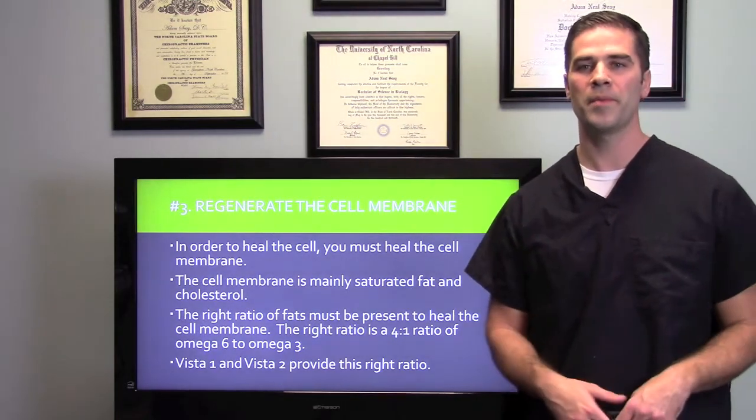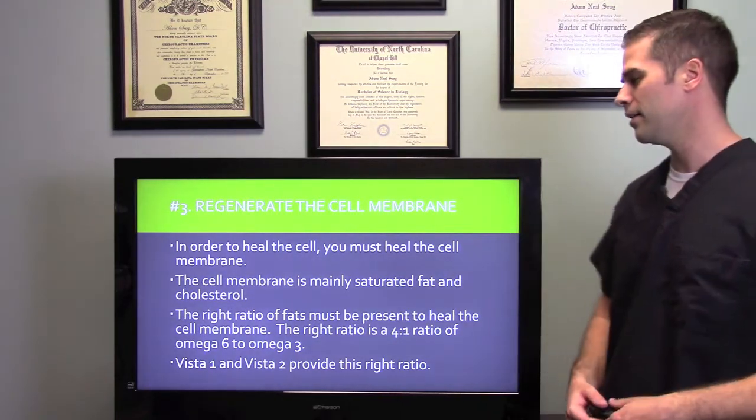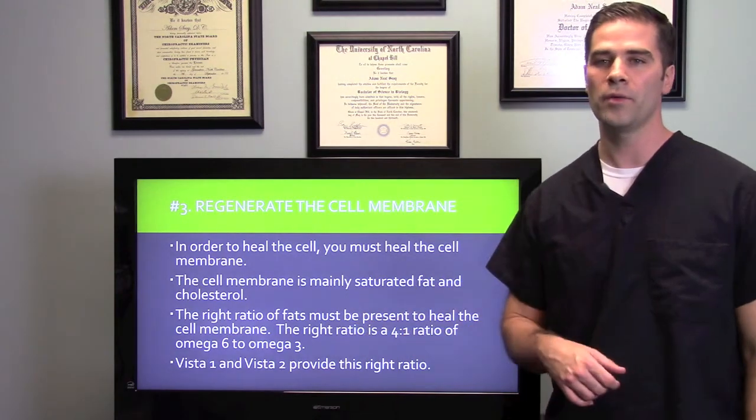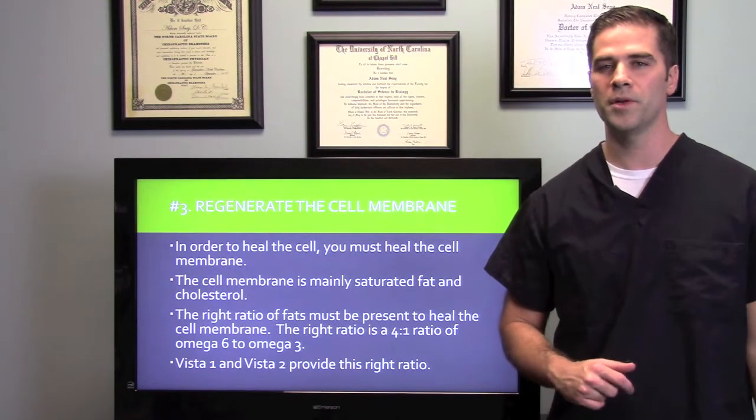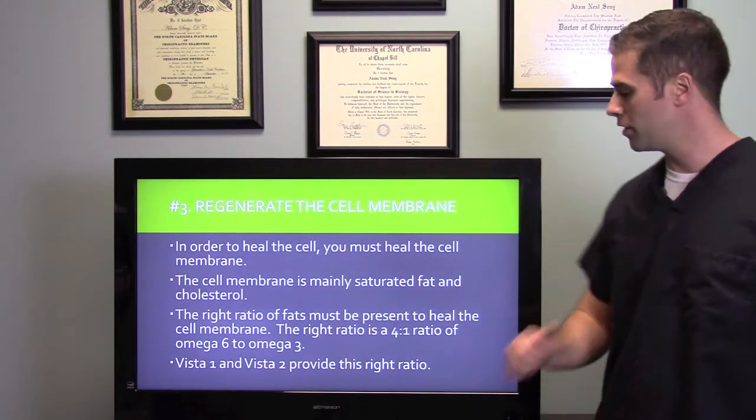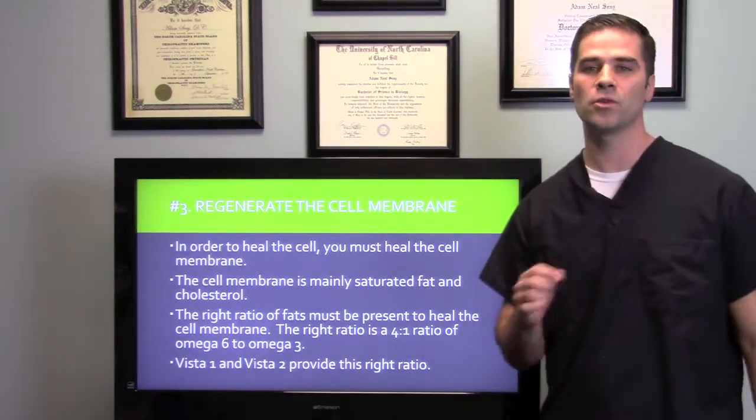So a lot of times we have patients eating good sources of fat, and we also have them taking the right ratios of fat. What they have found is the appropriate ratio for the cell membrane is a 4-to-1 ratio, and that's a ratio of omega-6 to omega-3.